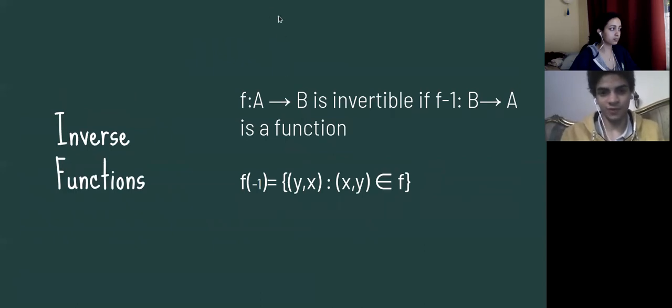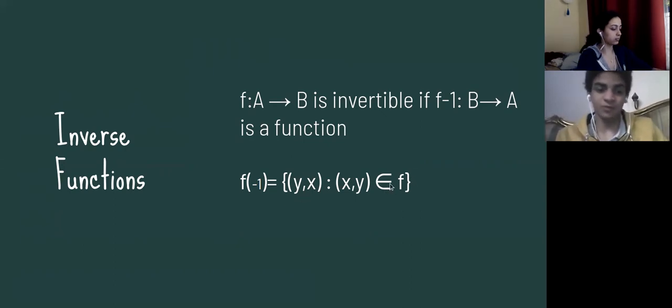The last concept would be the inverse functions. So first, if I have a function f mapping from A to B, when I say that f is invertible, what I mean is that f inverse mapping from B to A is a function. Now, what's f inverse? That's also a concept we introduced in graphs. In the same slide where we introduced the composites, we introduced something called the inverse of a graph. So we said that g to the power -1 equals yx, where xy belongs to g. That's in the case of a graph.